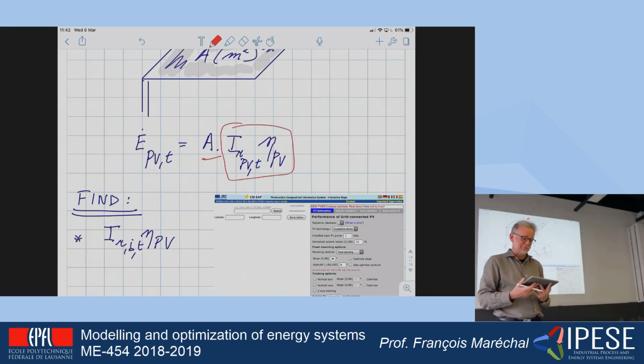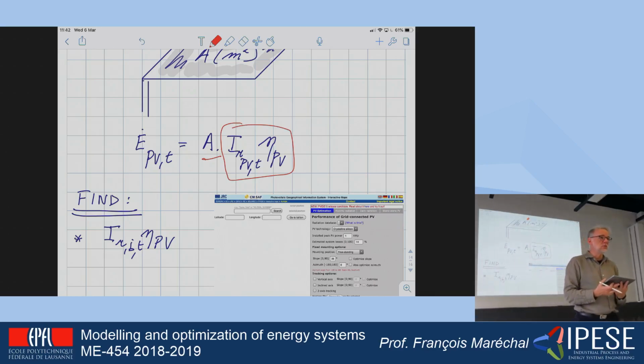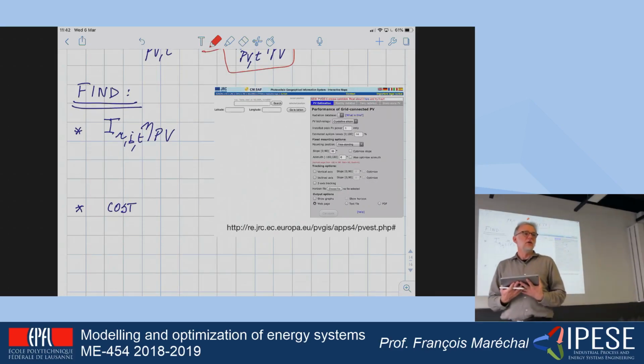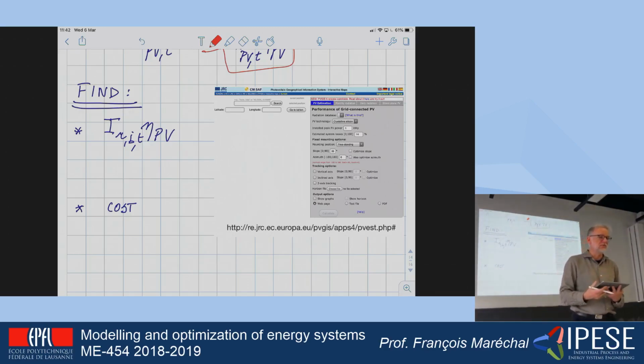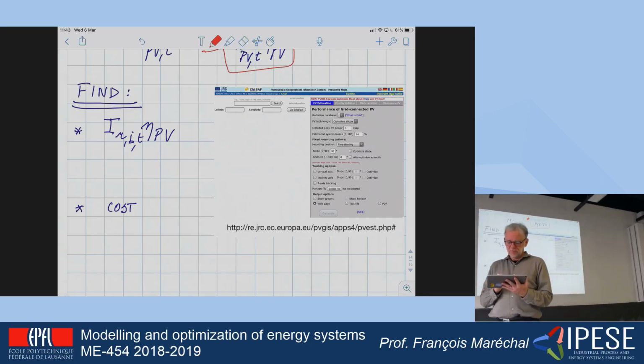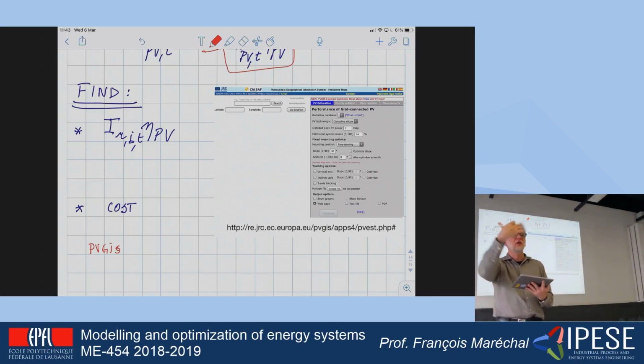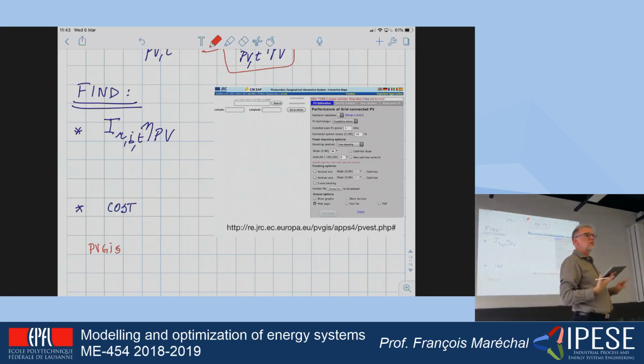And to identify this value, you are lucky because there are tools that allow us to do it. One tool is PVGIS. You can look on the internet and type PVGIS, and then you will have access to the amount of electricity that can be produced by a PV panel. You can even optimize the orientation of the panels so that they are well positioned with respect to the course of the sun.